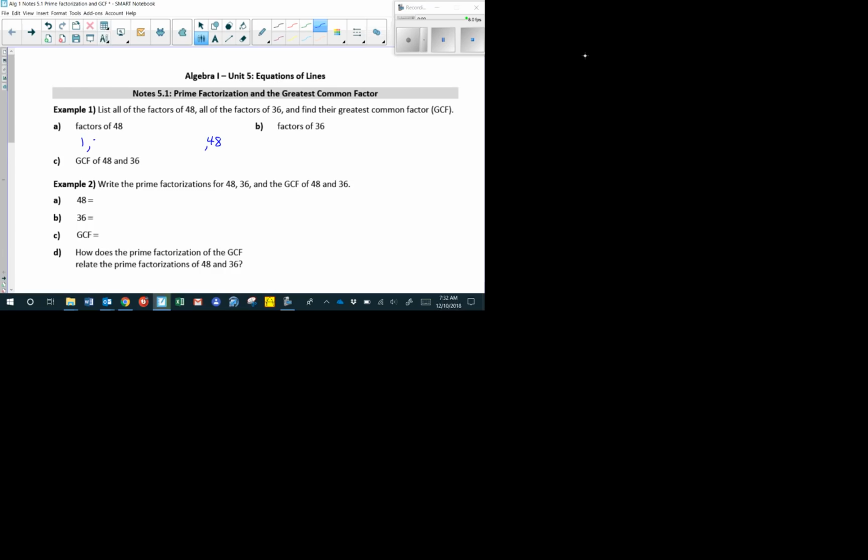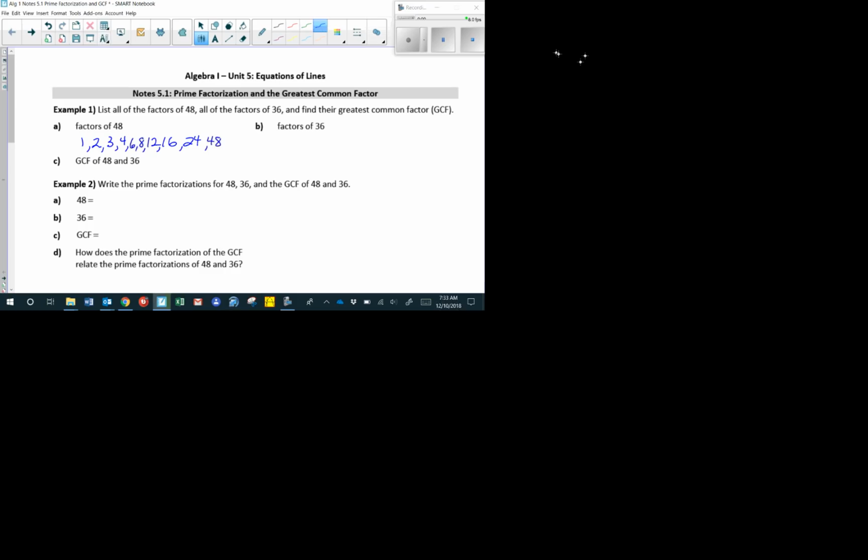And then 2 divides evenly into 48 as well. It goes 24 times. 3 divides evenly into 48, 16 times. 4 goes 12 times. And 5 doesn't go into 48, but 6 goes in 8 times. 7 doesn't go in, and now we know that we've listed all the factors because the next one would be 8, which we've already listed. So those are all the factors of 48.